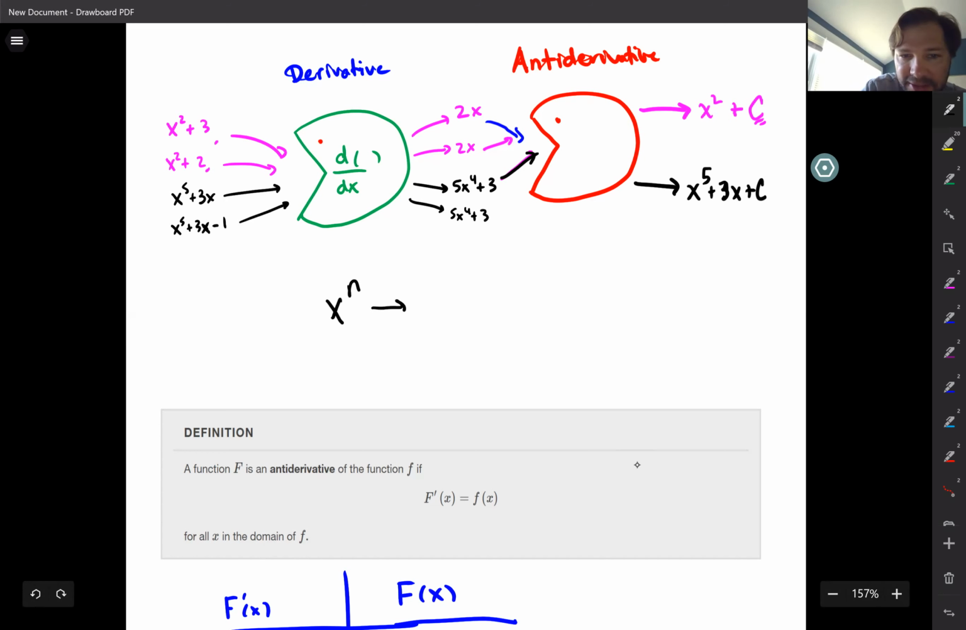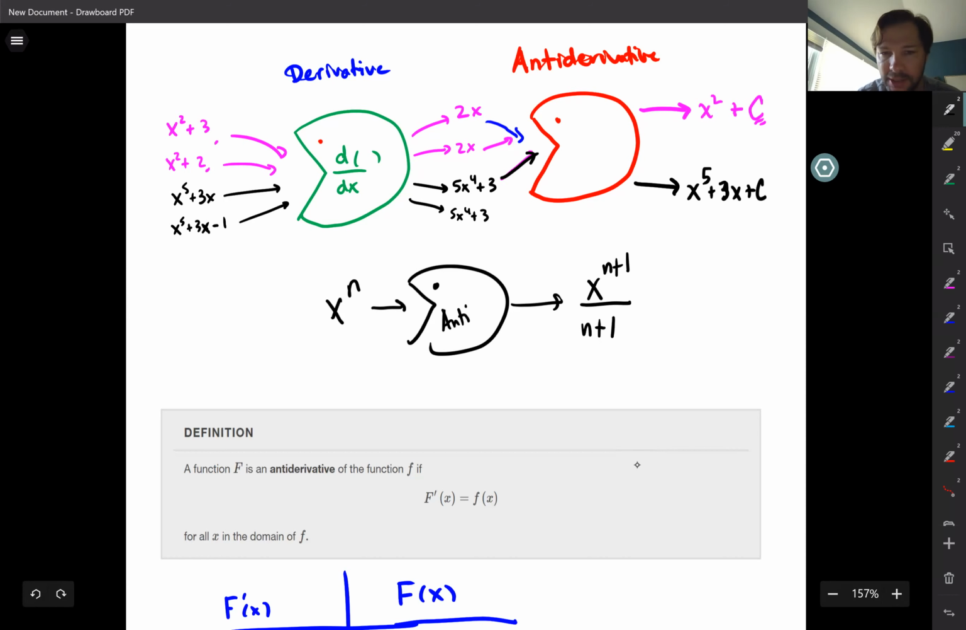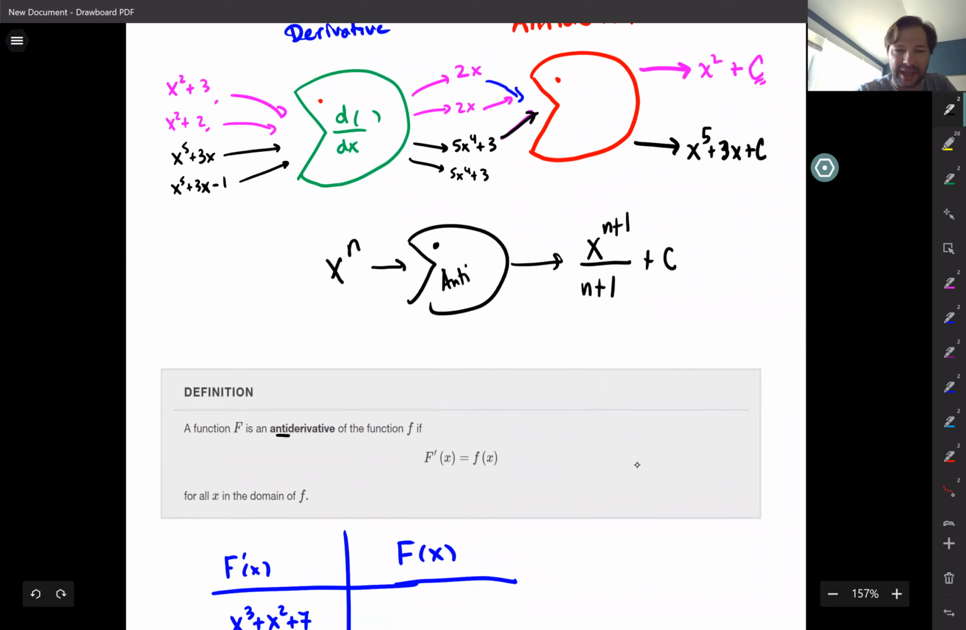As a general rule, if we're just taking a polynomial, if we feed x to the n into this antiderivative function, let's call him anti for now, he's going to spit out x to the n plus 1 divided by n plus 1, plus c. When we took derivatives, we brought the power down first, and then we subtracted 1 from the power. Now we're adding 1 to the power, and then we're dividing by it. That's how you undo the derivative. That's simple enough.